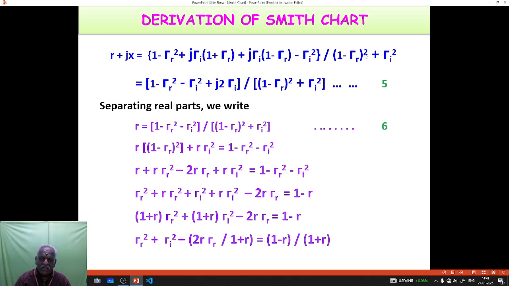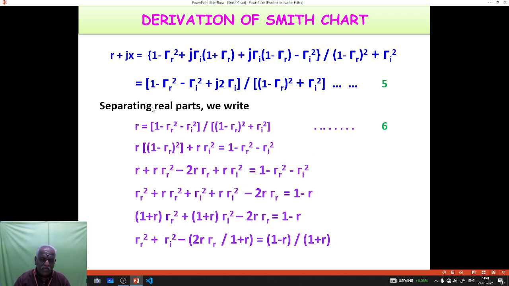Expanding term by term and separating the real parts, we write r is equal to (1 minus gamma r squared minus gamma i squared) divided by (1 minus gamma r) the whole squared plus gamma i squared. Let us say this is equation number 6.